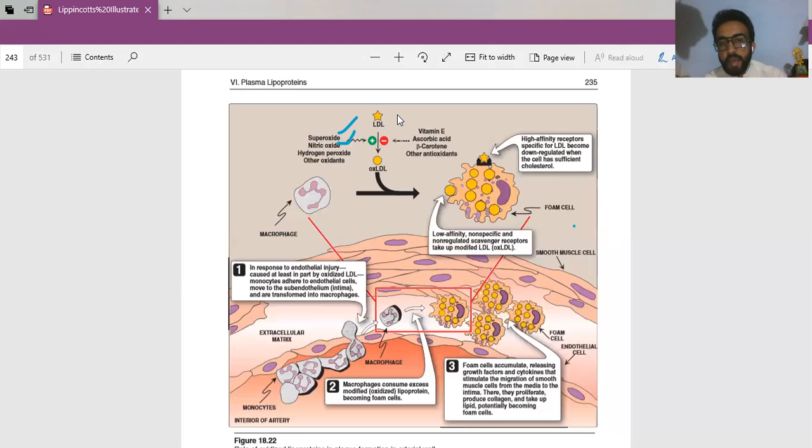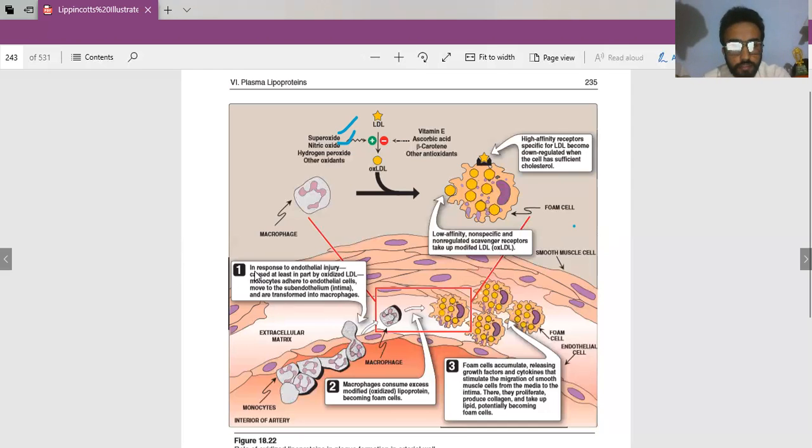So when these low density lipoproteins are oxidized by these free radicals, they are eaten up by our cells of defense like macrophages and monocytes, T lymphocytes or B lymphocytes. So basically what happens is when the cell injury occurs to the blood vessels, this injury may be due to two reasons. First one is the hypertension and second one is the increased level of the LDL, low density lipoprotein.